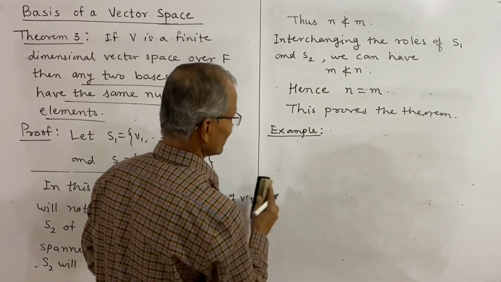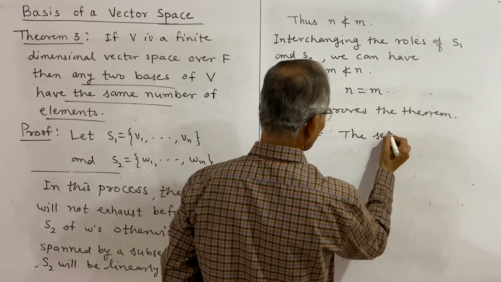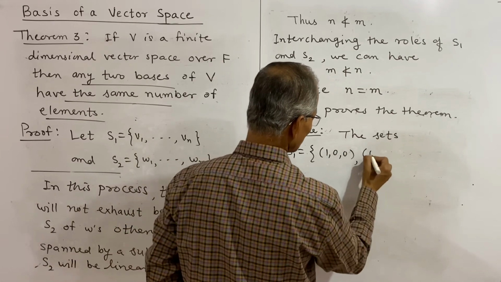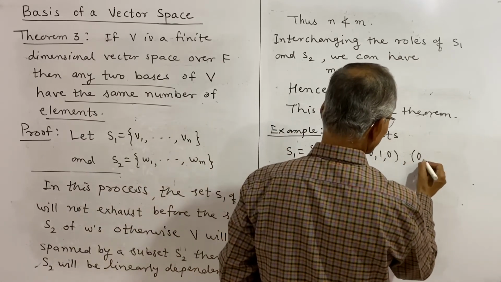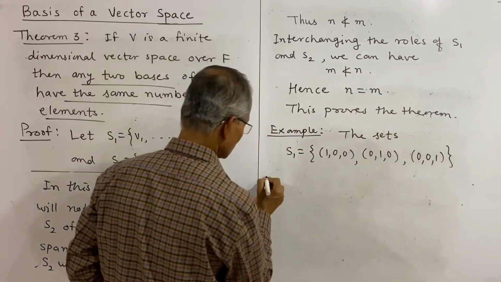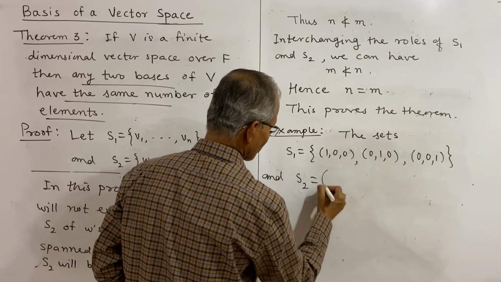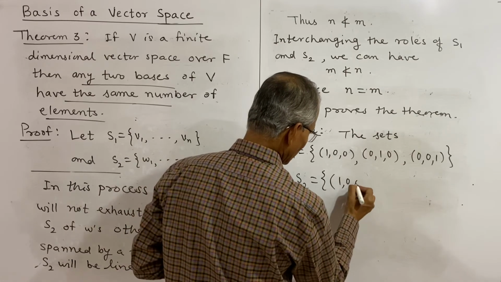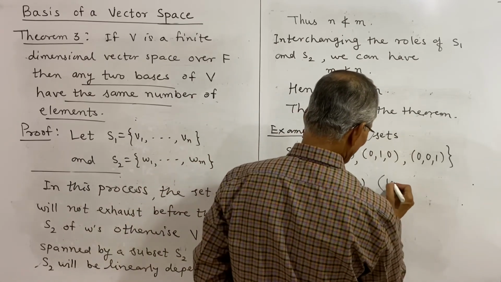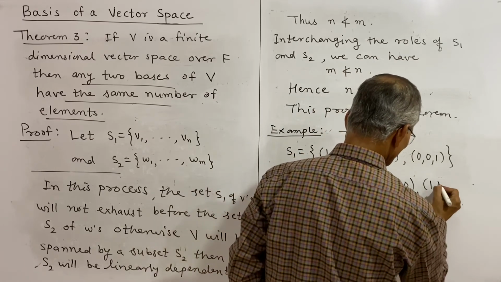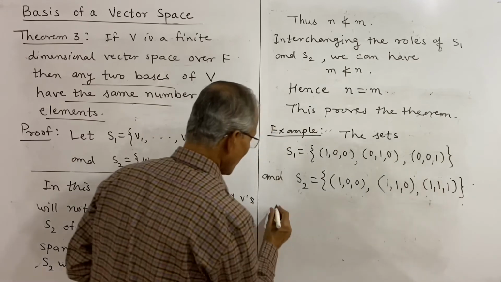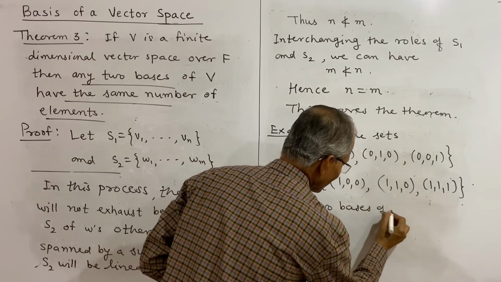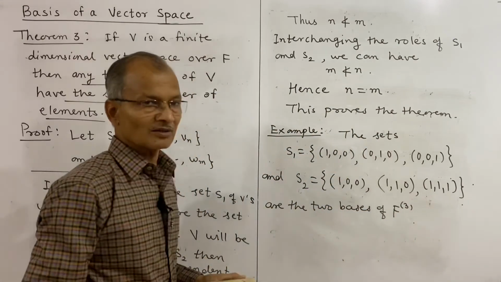The sets S1 and S2. S1 is the standard basis, we shall consider 1 0 0, and S2 can be considered as, say, the first element is the same, the second is 1 1 0, and the third is 1 1 1. These are the two bases of F3.